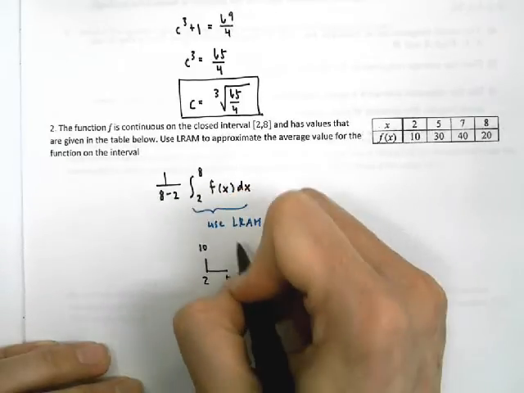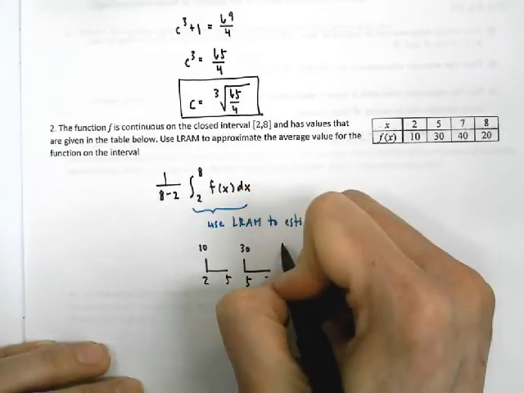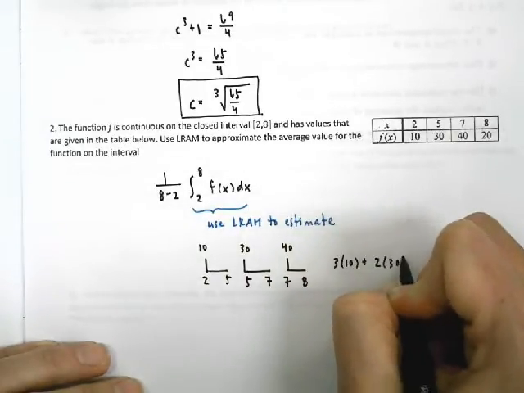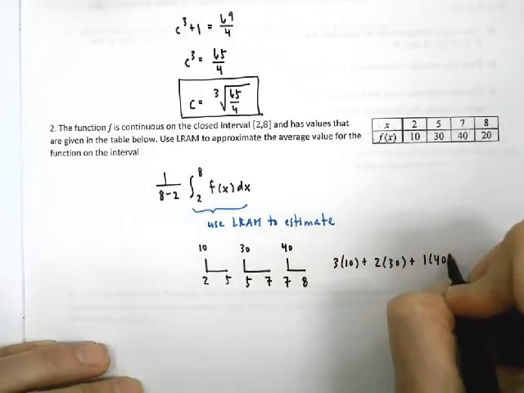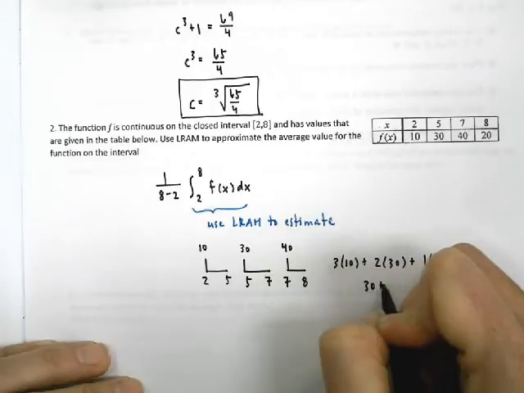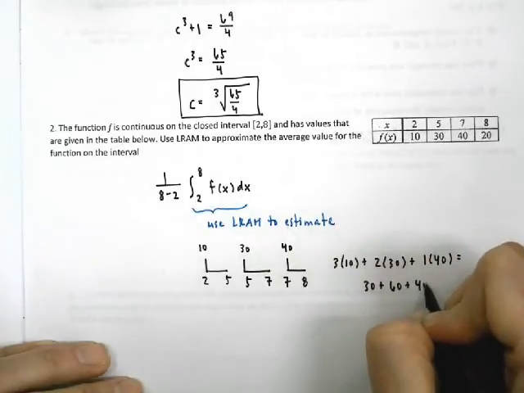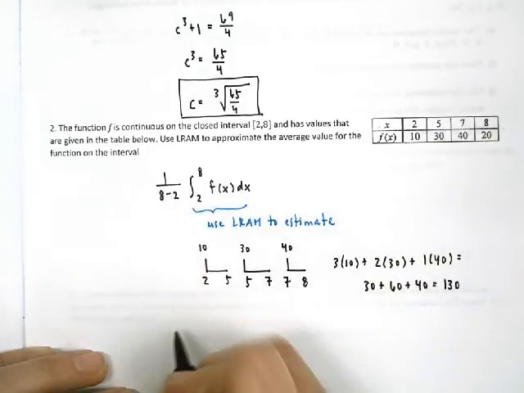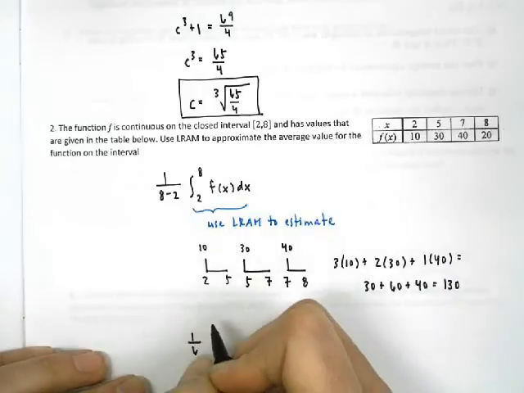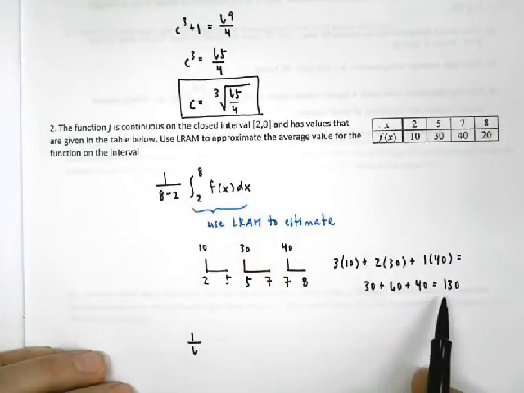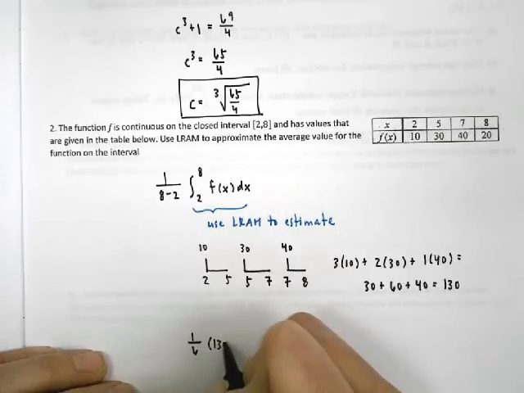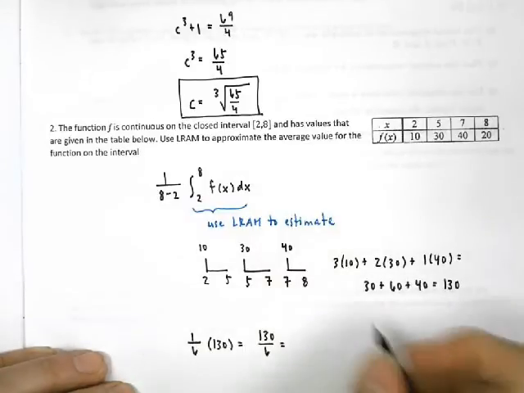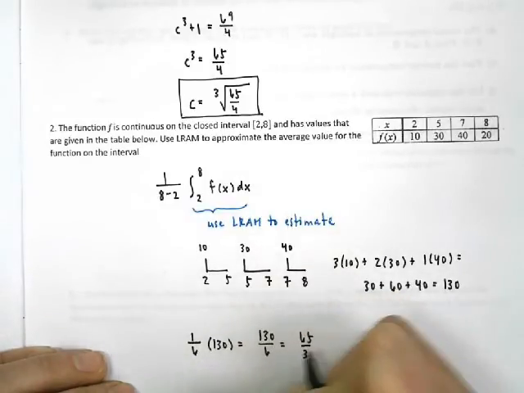So I have 10, 30, and 40. So 3 times 10 plus 2 times 30 plus 1 times 40 gives us 30 plus 60 plus 40, or 130. So now my average value is going to be 1 over 8 minus 2, which is 1 over 6. We approximated our integral with our left-hand approximation, so that value is 130. So our average value is 130 over 6, or if we simplify that, 65 over 3.